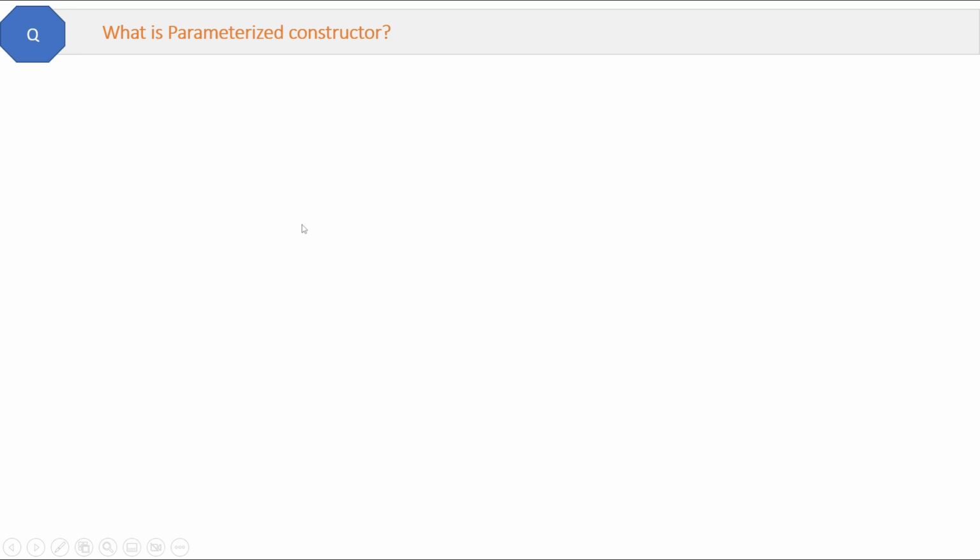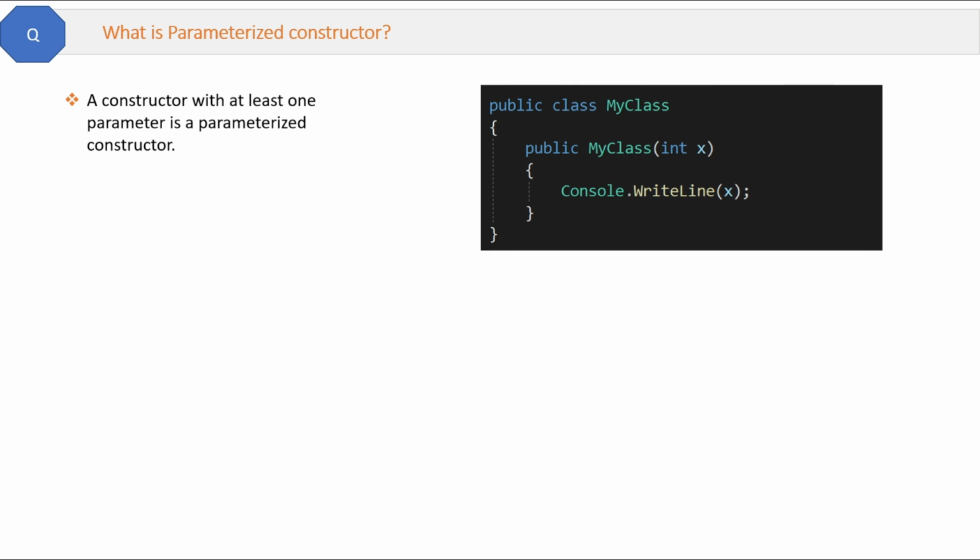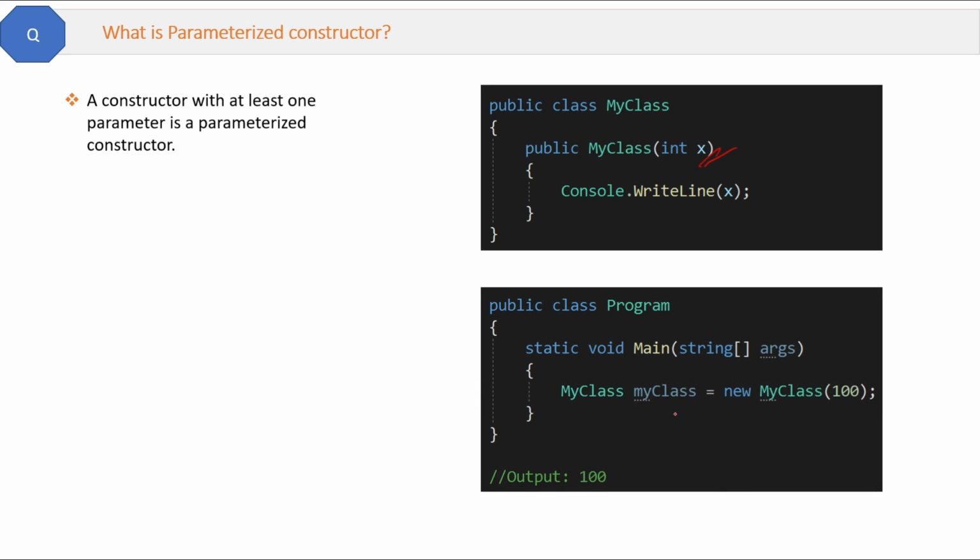What is parameterized constructor? A constructor with at least one parameter is called parameterized constructor. See the code here, one parameter x in the myClass constructor. Now see the code inside the main method. When you are creating the object of this myClass, then you can pass the parameter inside the brackets like this. Then this class constructor above here will receive the parameter value in the x parameter. And finally, it will print this x parameter value, which is 100 in our case. So that is sweet and simple and easy.